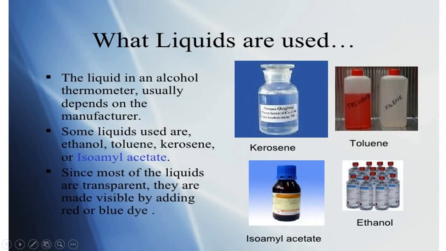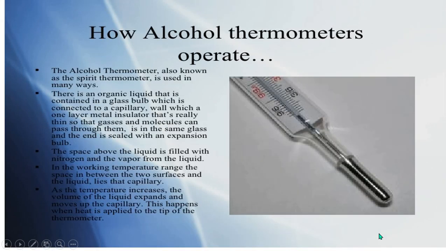And these are the liquids used in thermometers. Mostly the alcohols used in a thermometer depend on the manufacturer. So the liquids are ethanol, toluene, kerosene or isoamyl acetate. Since most of the liquids are transparent, they are made visible by adding red or blue color, and these are kerosene, toluene, isoamyl acetate and ethanol. In the thermometer, we use alcohol, and such a thermometer is also known as a spirit thermometer, and it is used in many ways.